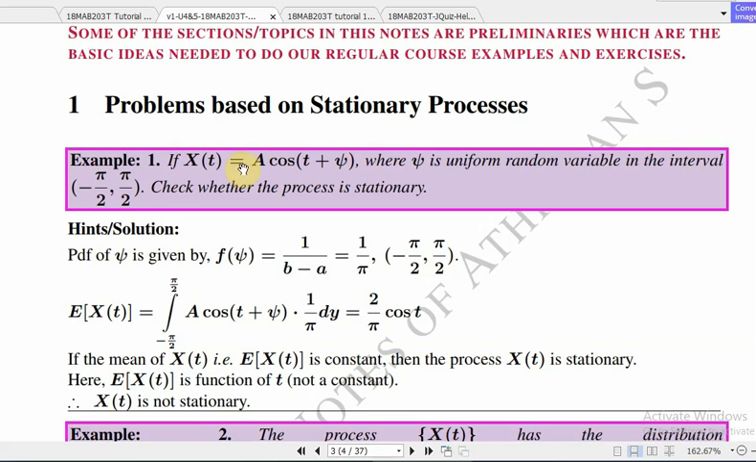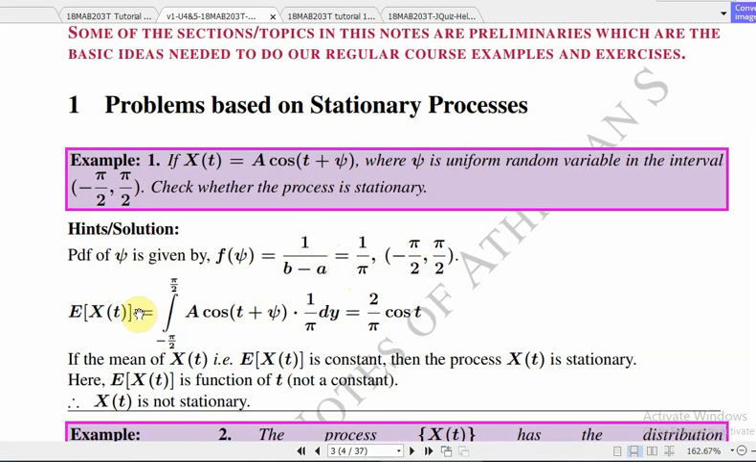So, for example, we will have a problem here. If x of t equal to a cos(t plus psi), where psi is a uniform random variable in the interval minus pi by 2 to pi by 2, the question is about checking whether the process is stationary or not. So here psi is our variable. The PDF of psi is 1 by (b minus a), so that will be 1 by (pi by 2 minus (minus pi by 2)), which is plus pi by 2. So 1 by pi in this interval.